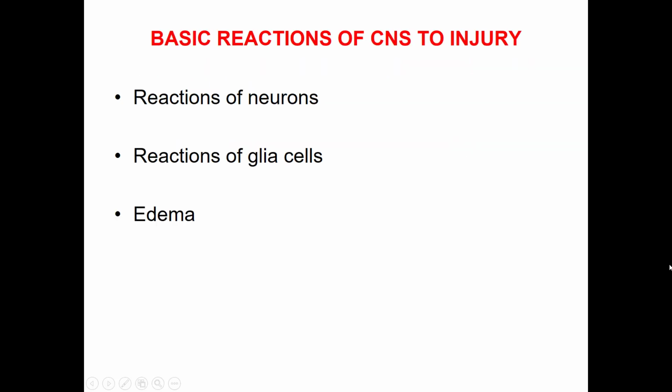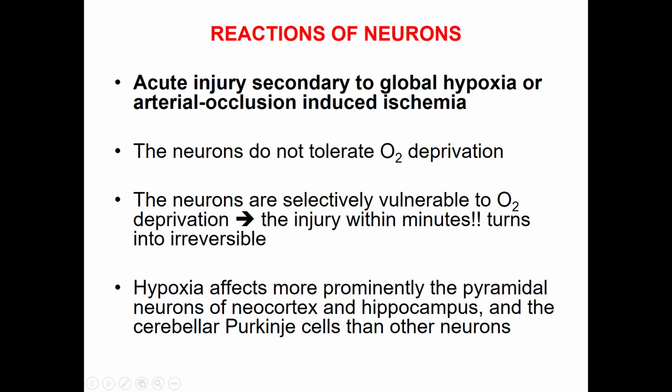So, what are the basic reactions of the central nervous system related to injury? There are some reactions of the neurons, of the glial cells, and the cerebral edema is the next to mention. If we talk about reactions to injury of neurons, usually we start by mentioning the hypoxic ischemic injury. It's important to know the difference between hypoxia and ischemia. Hypoxia means low oxygen, and ischemia means low oxygen plus reduced blood flow, which is resulting in low levels of glucose and ions and blood constituents as well.